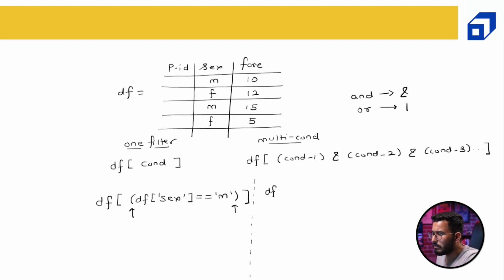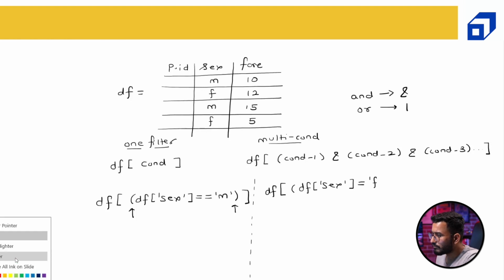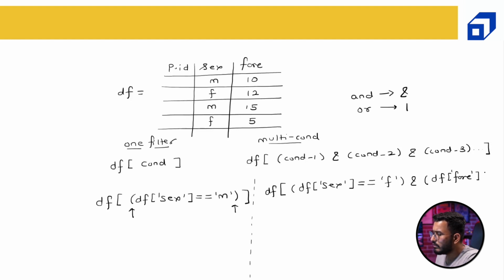df square bracket condition 1 is, let's say I have to find out all females. So sex is equal to f, and here I need to use round bracket, df sex is equal to f, round bracket close, and second condition is df fare is, let's say, greater than 10. So here if you closely observe, I'll just use a different color. These round brackets are compulsory. That's one of the things.